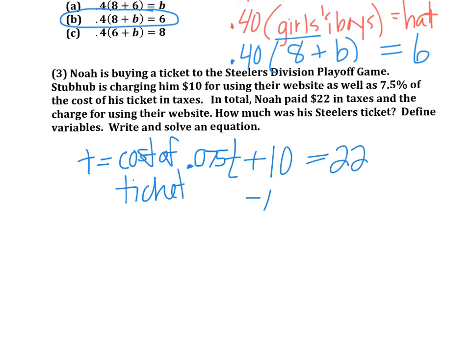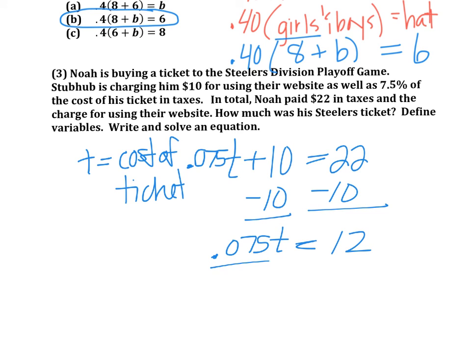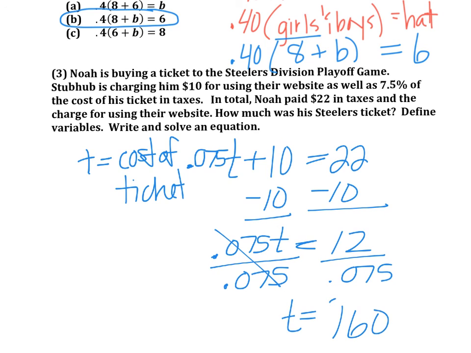Then I solve my equation. Subtract the 10 because that was the fee. So that means 12 was the tax. $12 was the tax on the ticket. And I'm going to divide by 0.075. This is going to give me the cost of the ticket. So I have 12 divided by 0.075, and that would be $160. It's important to note that when you're doing 7.5, it's not going to be 0.75. That's 75%. It's going to be 0.075.